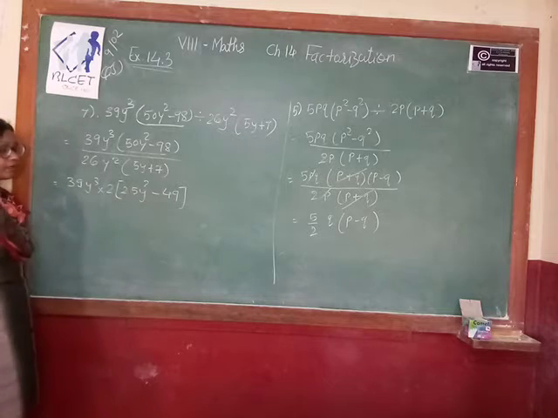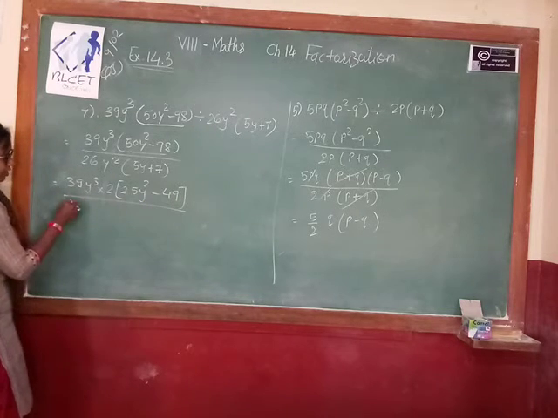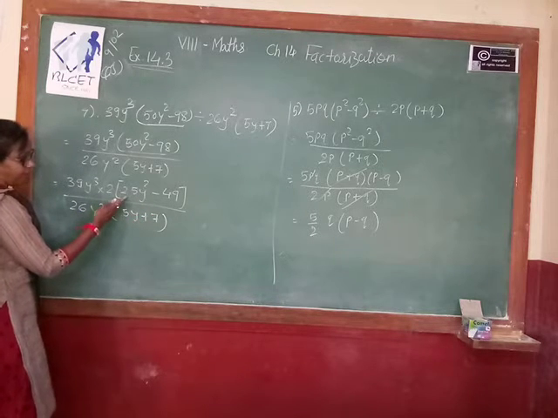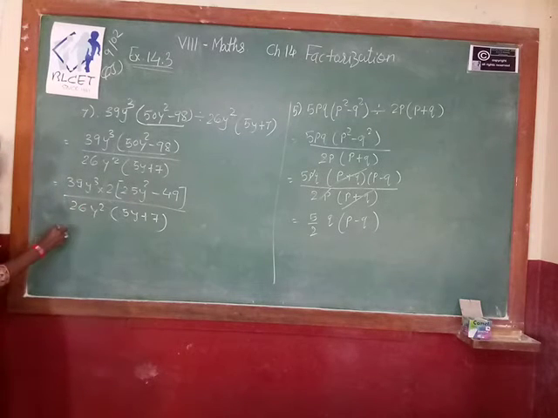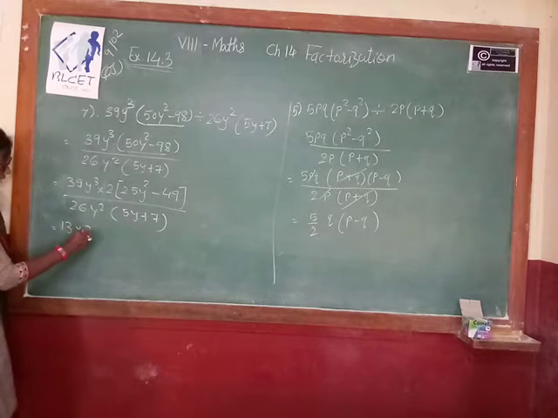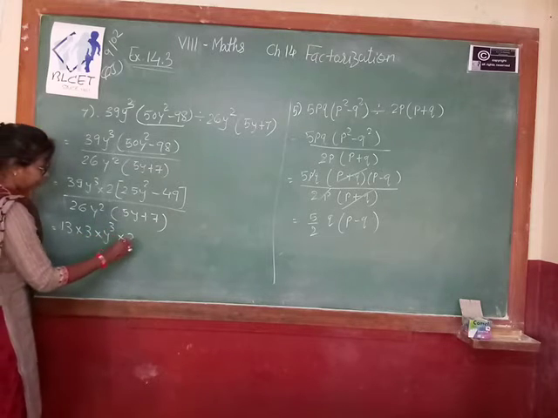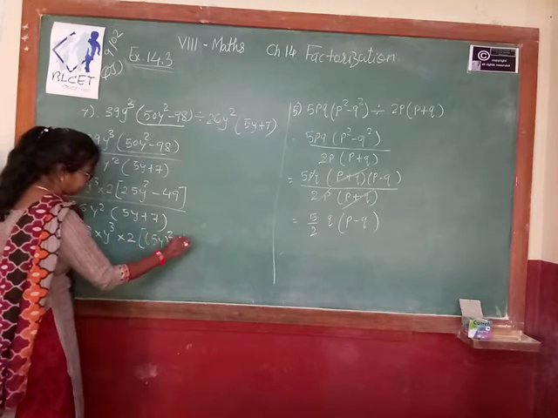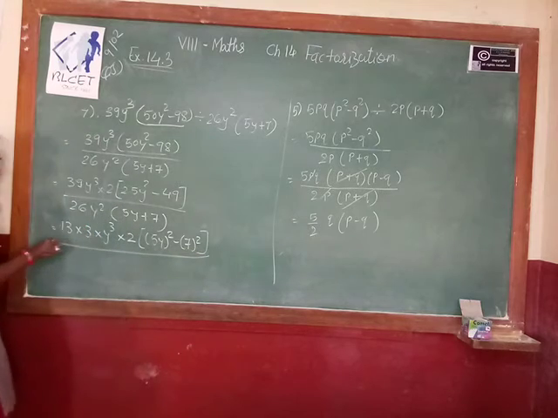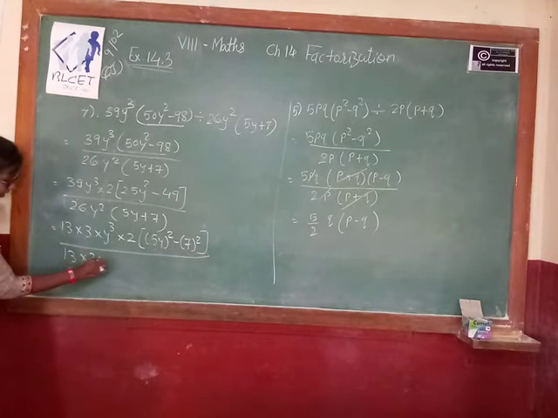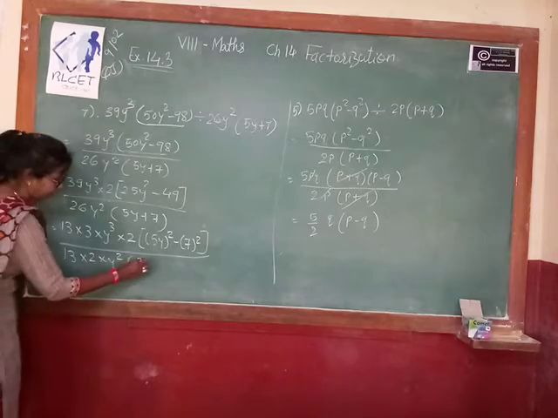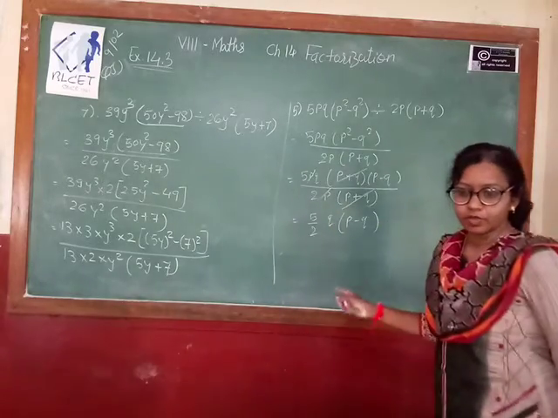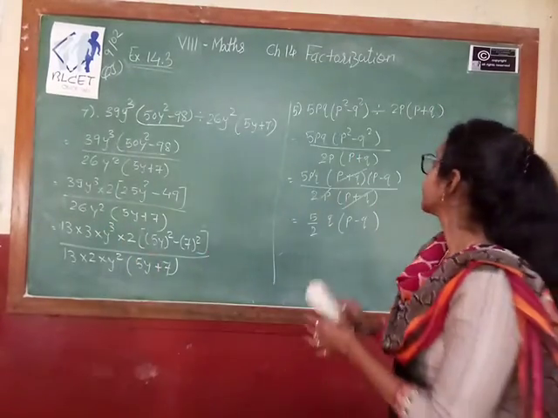Now these two terms you have to write in terms of a square minus b square. So how will you write? We know that this is the square of 5, this is the square of 7. So 39, what can you write? 13 3s are, into y cube into 2. What can we write for here? 5y whole square minus 7 whole square. 26, you can write 13 2s are, into y square into 5y plus 7. Now we solve for this.